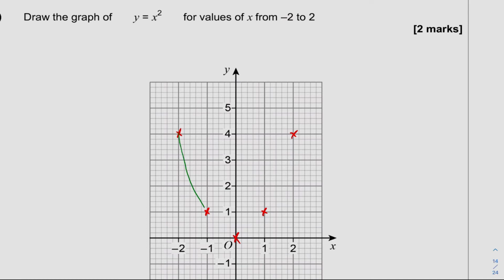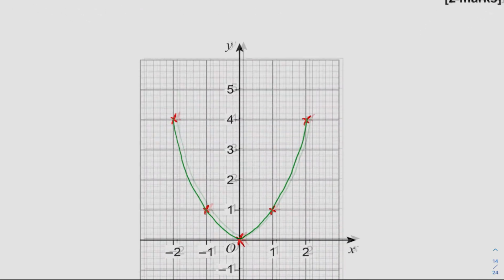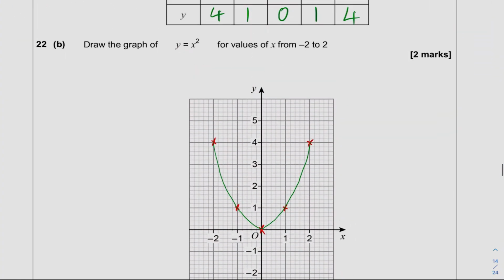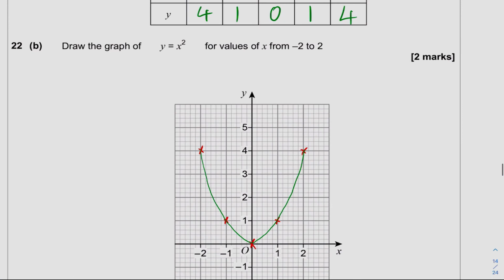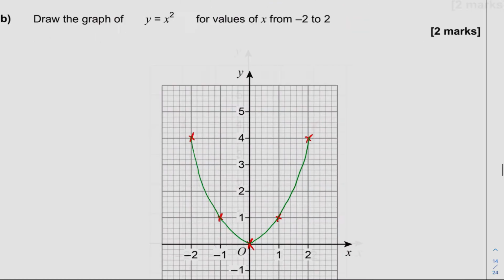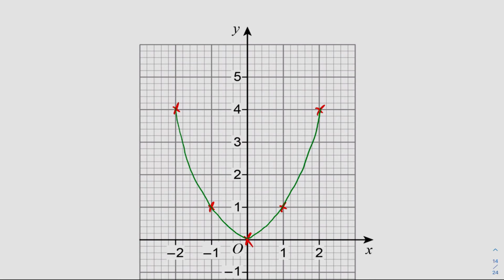So just do your best, but make sure you go through all the points and have the turning point at 0, 0, and then up like so. And that'll be enough for the, how many marks is this? The 2 marks in the exam. It wants the values of x from minus 2 to 2, as it says up here, so there's no need to carry on like this. You may lose a mark for doing that. But the graph I've done is not perfect, but it'll get you the marks.